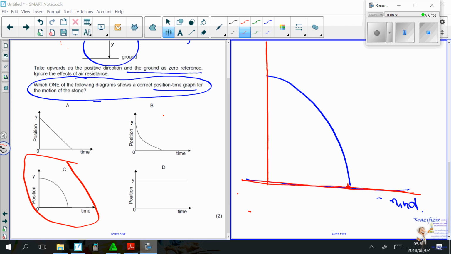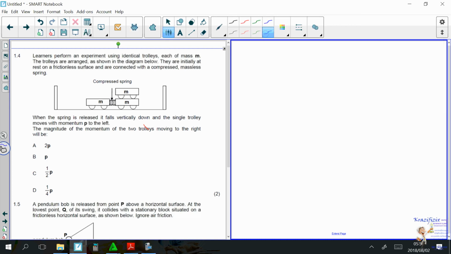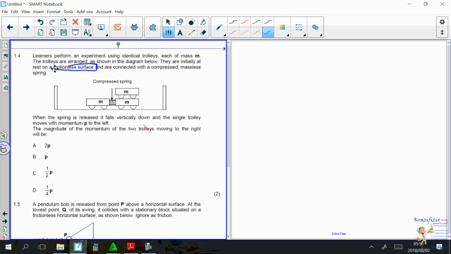All right, here we go with question 1.4. This is momentum. We can quickly see that. Let us perform an experiment using identical trolleys, each of mass m. The trolleys are arranged as shown on the diagram below. They are initially at rest on a frictionless surface. Again, we're talking about an isolated system. Now the law must actually quickly come to your memory, and they are connected with a compressed massless spring.